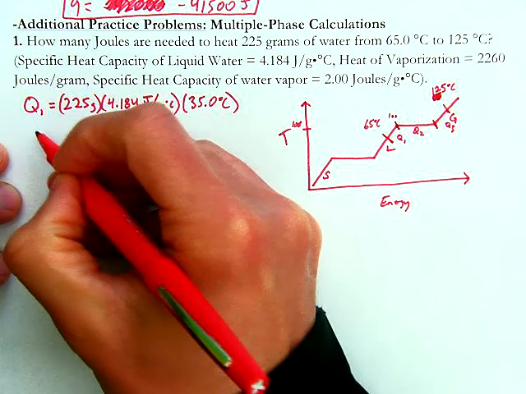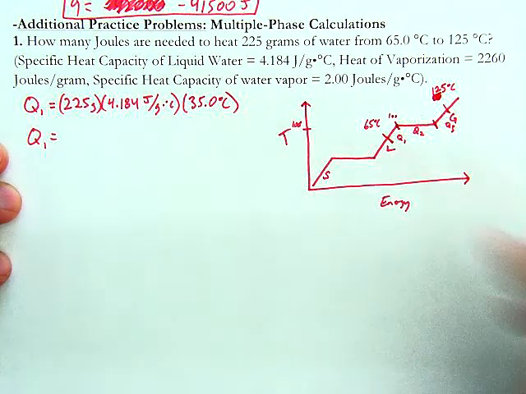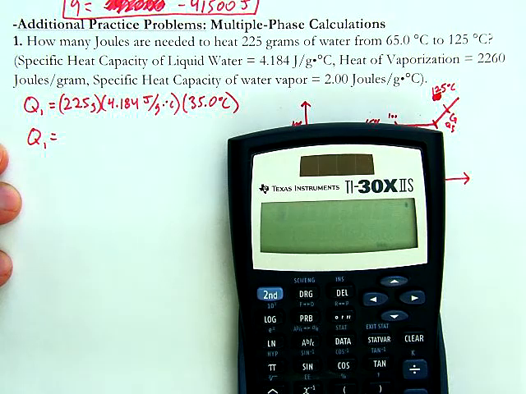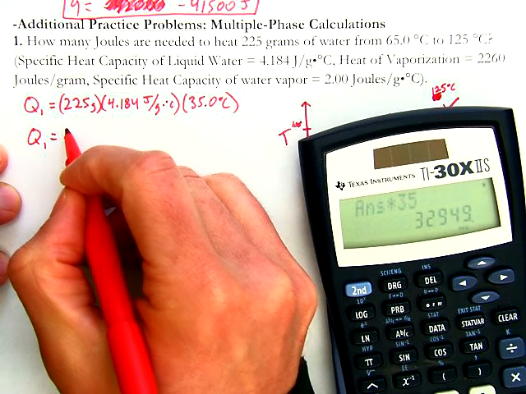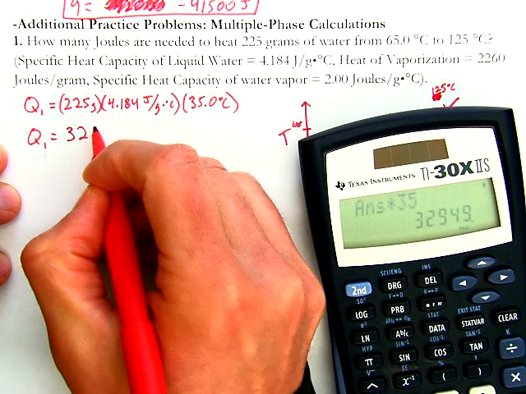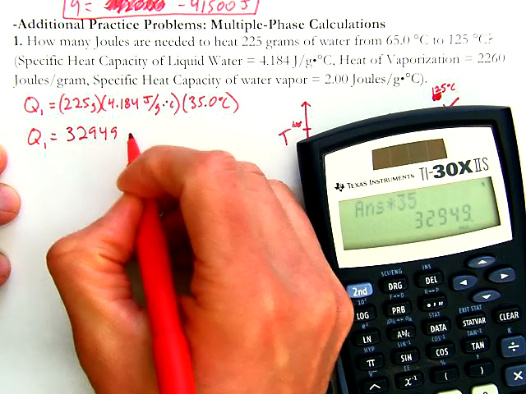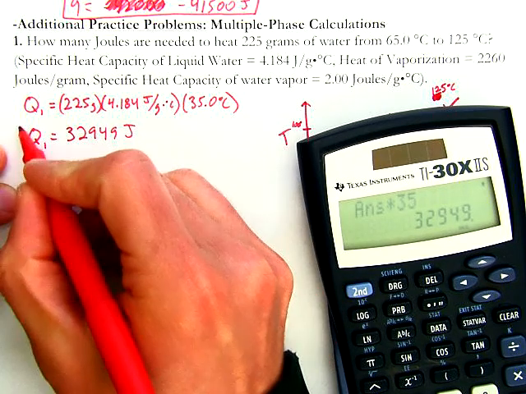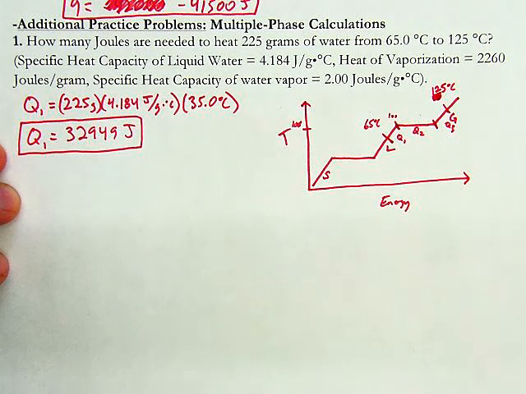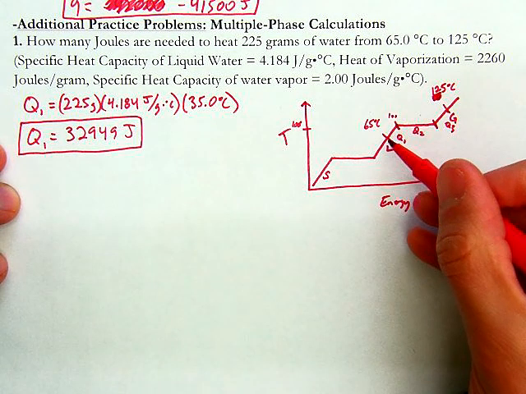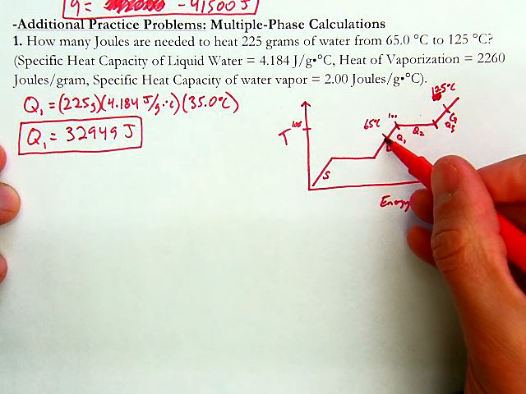Okay, so Q1 equals, we're going to plug these all in, 225 times 4.184 times 35. That gives 32949 joules. I'm just writing these down. That is how much energy is required to warm the liquid water up to 100 degrees Celsius.